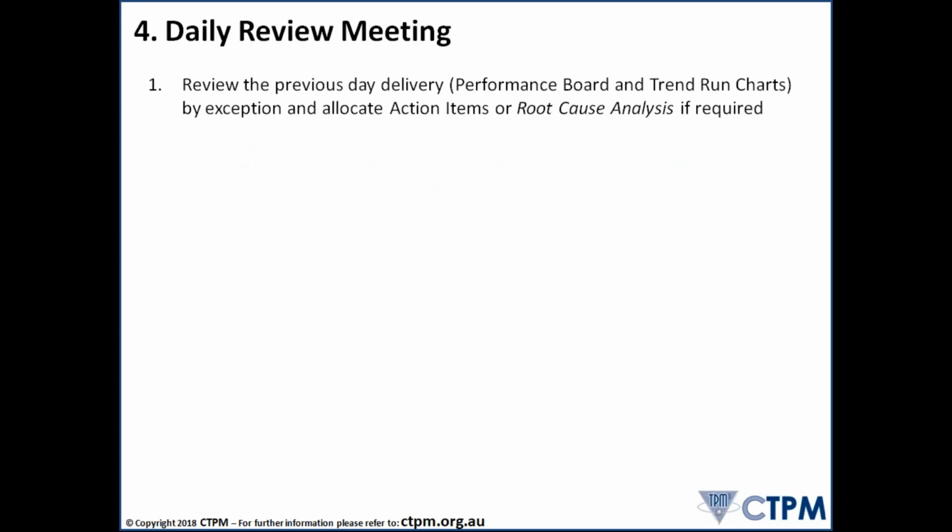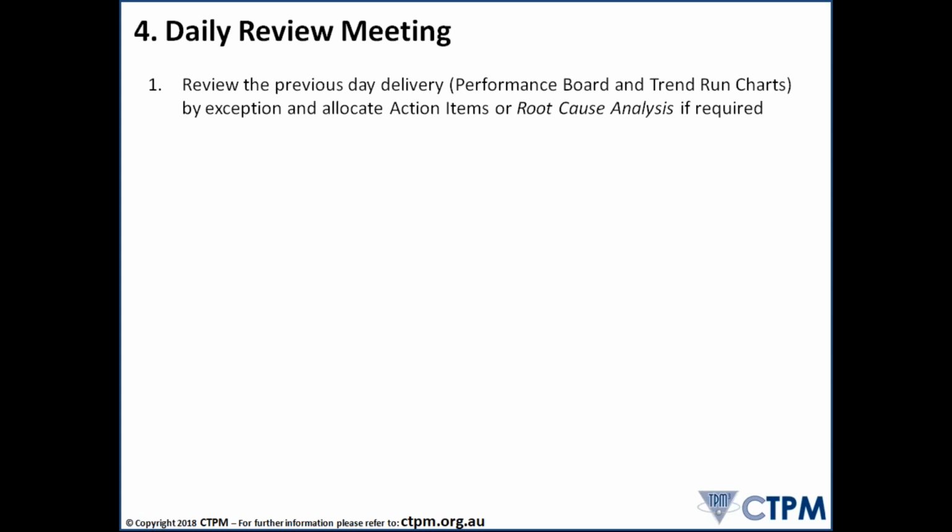So what makes a good daily review meeting? Firstly, the focus is to review the previous day's delivery using our board and our run charts, but it's by exception, and this is the key. And we want to allocate action items or root cause analysis if required. What we don't want is the team standing around and saying, so yesterday I worked on A, B, and C, and today I'm going to work on D, E, and F.